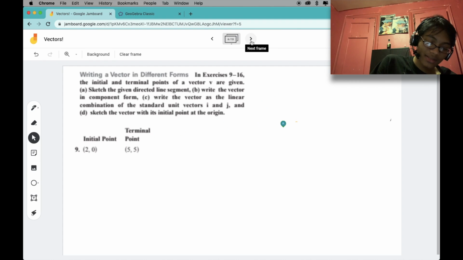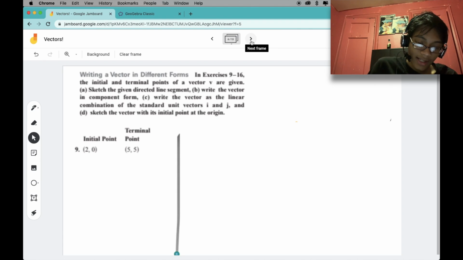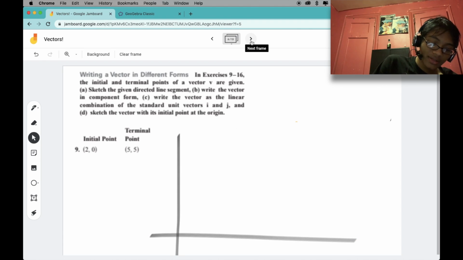We have our x and y axes. Let's draw the x and y axes, and we know our vector is something like this. It starts at 2, 0, goes to 5, 5. There's our vector.